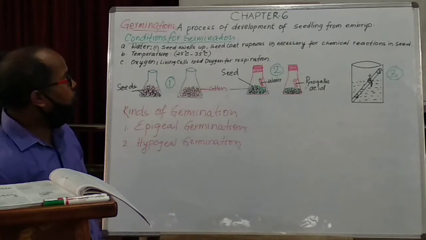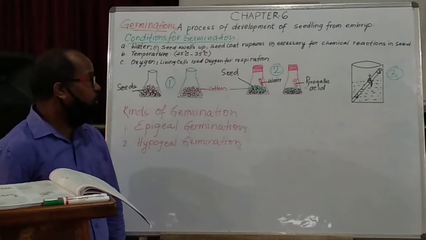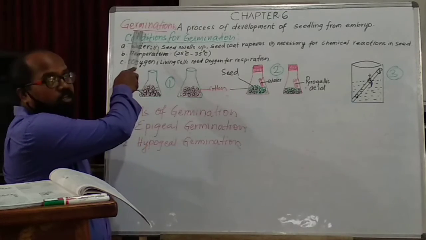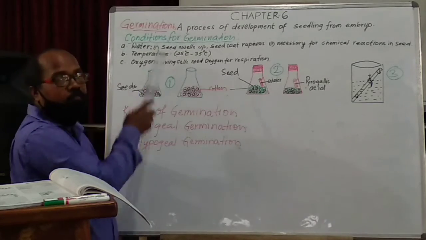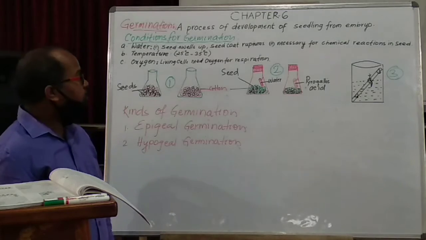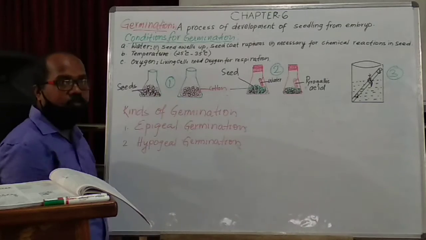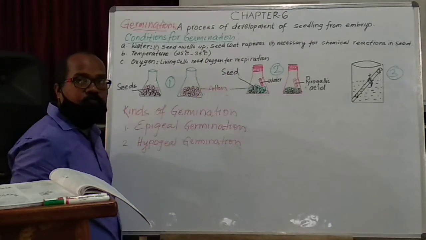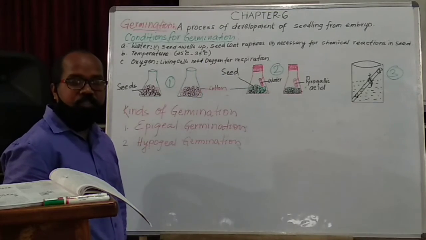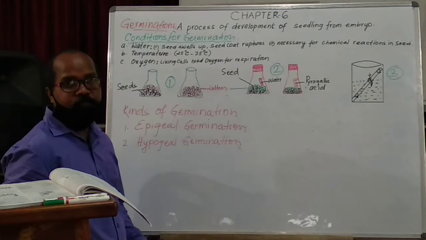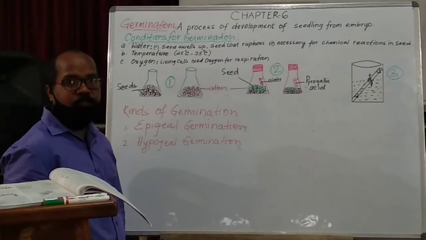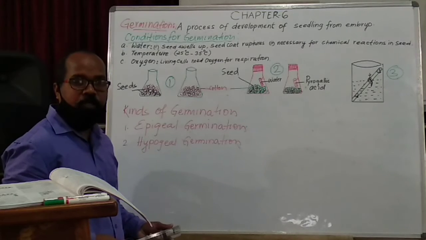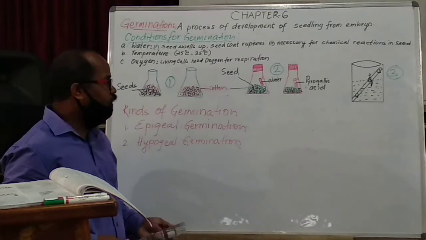Today, we are going to continue with this lesson and we will discuss and study the topic germination. Let's define what is germination. A process of development of seedling from the embryo present in the seed. That is germination.